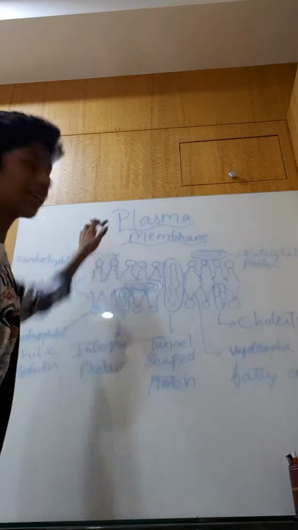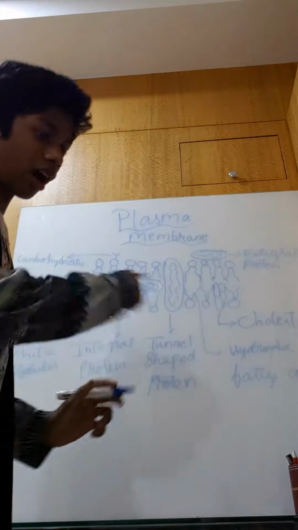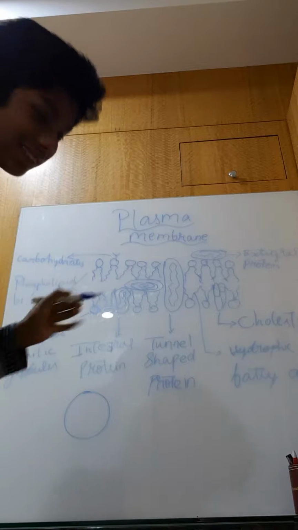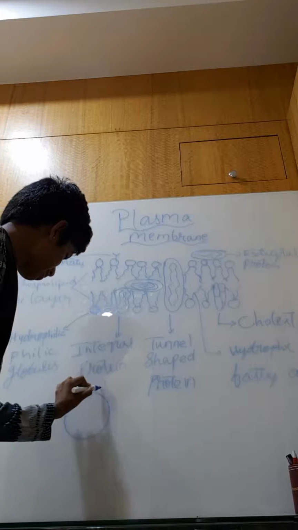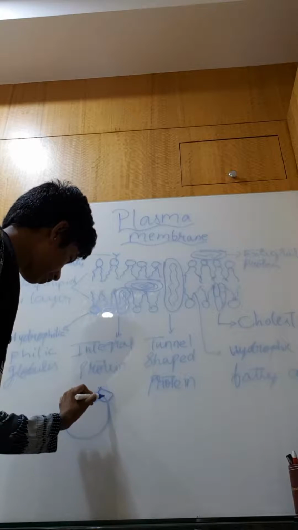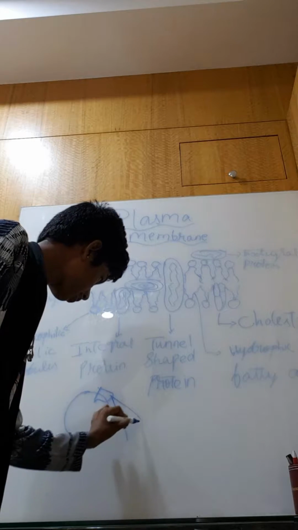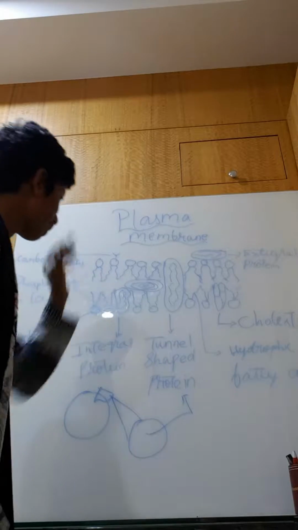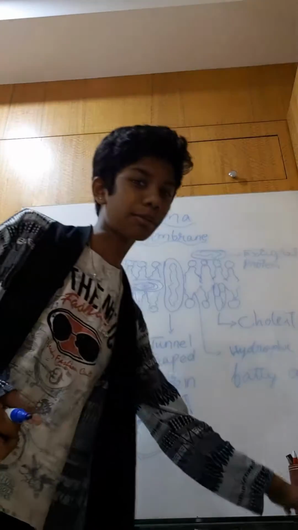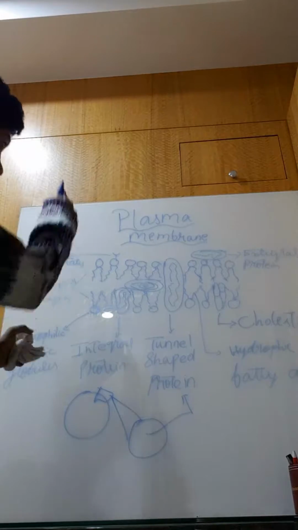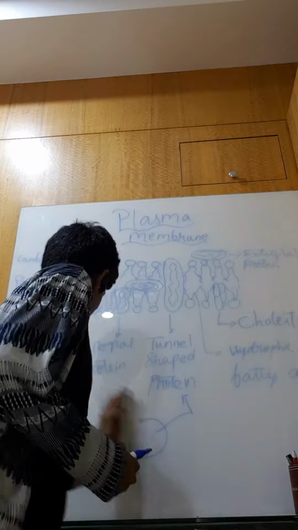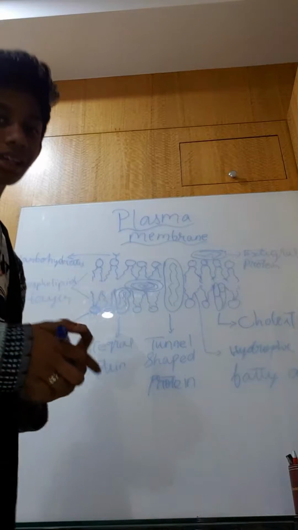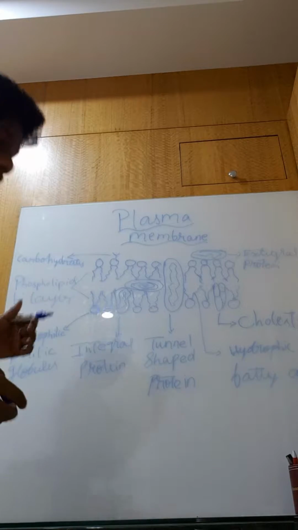Plasma membrane is just the outer part of the cell. You can see here, this part is the plasma membrane, which is on the outside. So you know that the plasma membrane is a microscopic organelle of a cell.